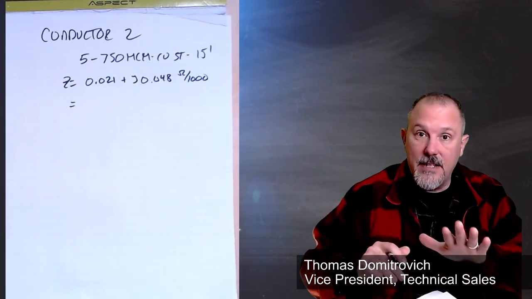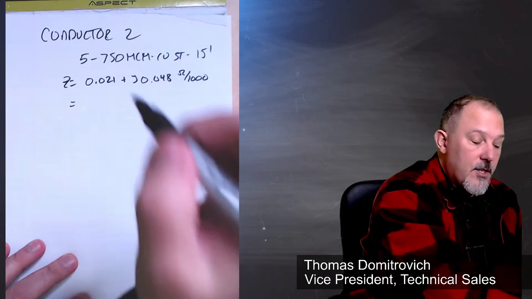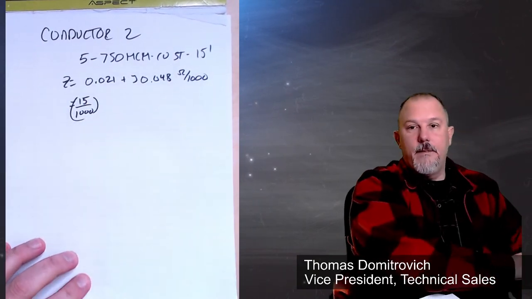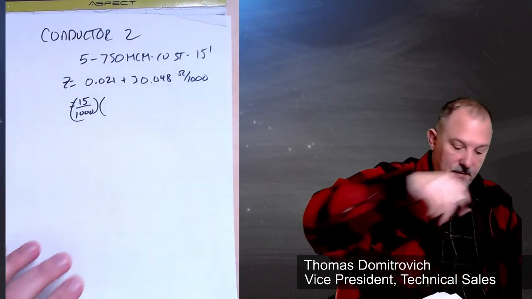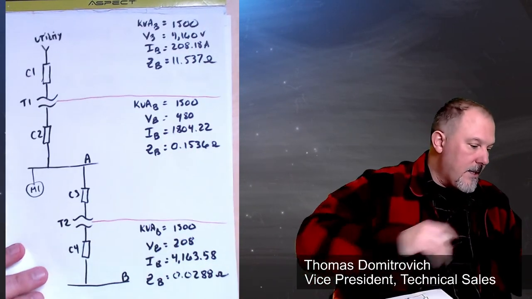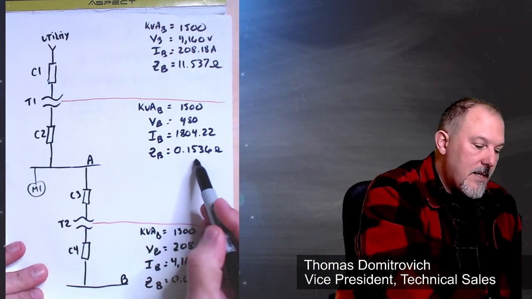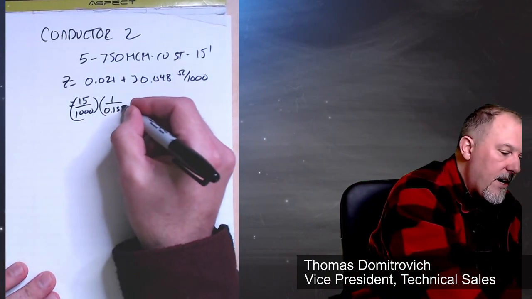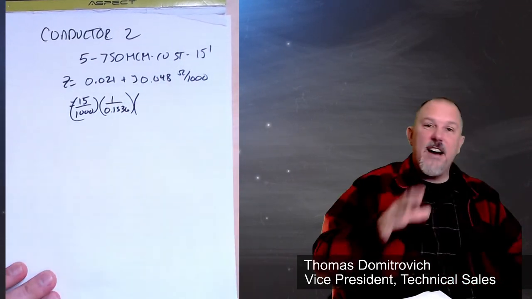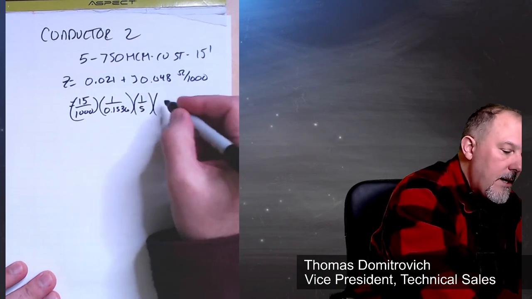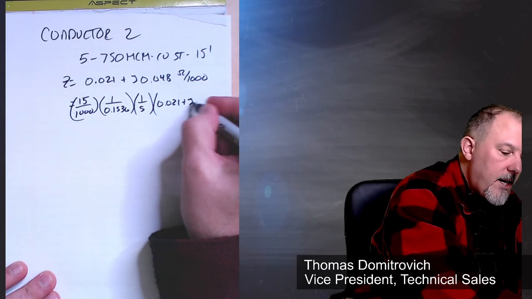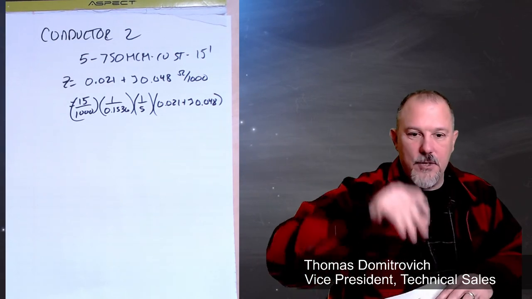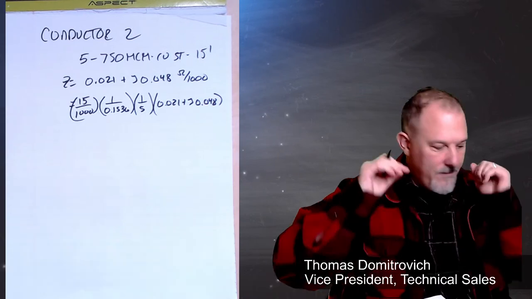Okay, now I've got five conductors in parallel. So the first thing, I've got 15 foot. So I take 15 over 1,000, right? That's my first number. My base value, where is this in the power system? Conductor 2 is on the 480 volt side. My Z base is 0.1536. So 1 over 0.1536. And now I have 5 in parallel, so I have to divide all of that by 5 and then multiply that by 0.021 plus J 0.048. Watch my zeros. Watch my square root of threes for me. I need you, Bill, Shell, and all that good stuff. Here we go.